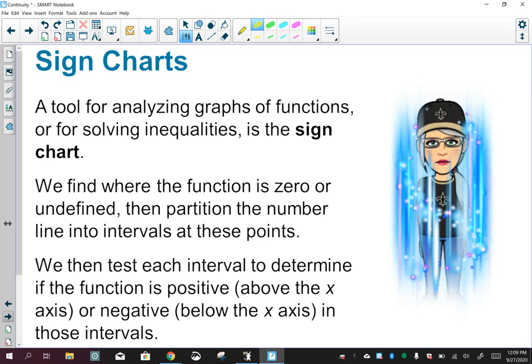Later on, we find where the function is 0 or undefined, and the partition numbers, we're going to take our line and partition that line into those intervals. Right now, today, the only thing that we're going to focus on is where the function is 0. Undefined will come later on. We then test each interval to determine if the function is positive or negative in those intervals. And so we'll talk about that again later on. But again, this is just to get you acclimated to the use of a sign chart.